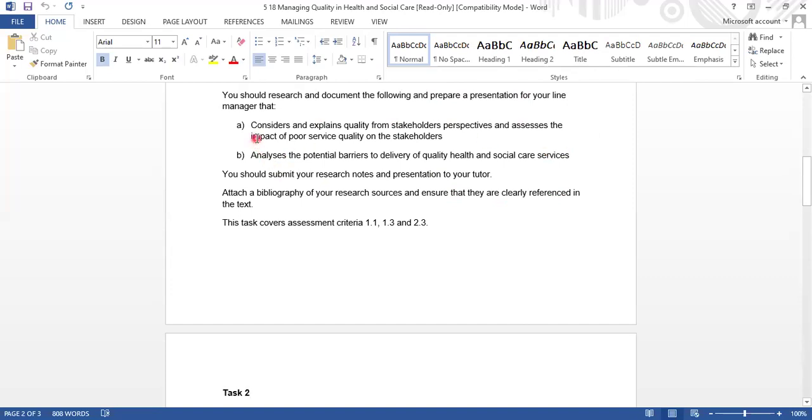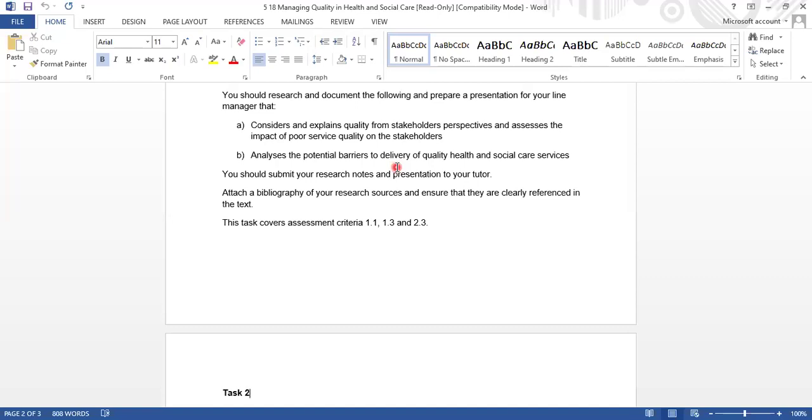That's your objective. The first part considers and explains the quality from stakeholder perspectives and assesses the impact of poor service quality on the stakeholders. This is the first part of the presentation. Any idea what you could do on this first part? We'll start discussing it. Let me just go to what I've done already. I'll tell you what I did.